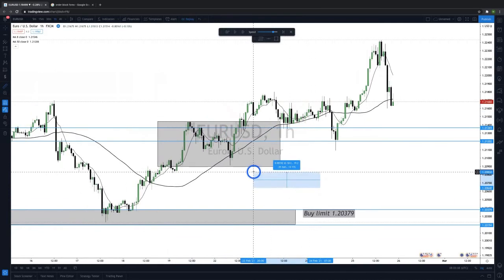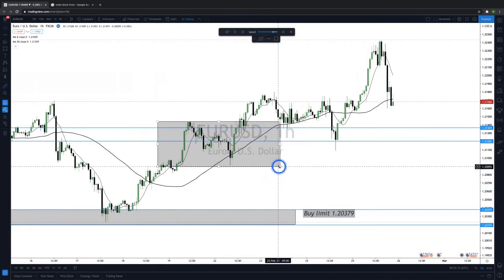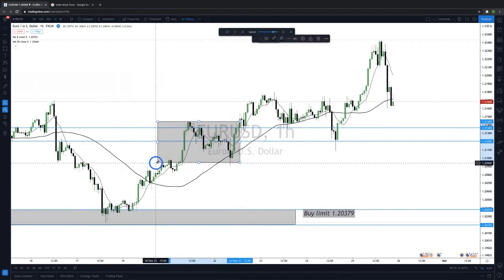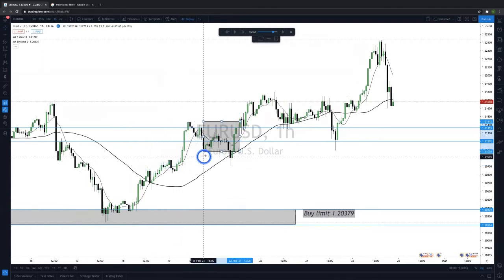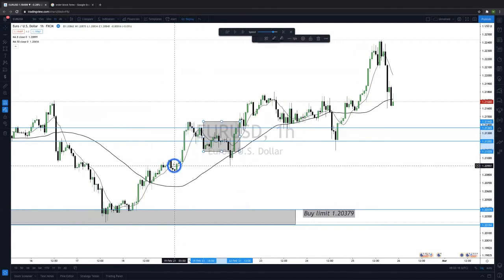But like I said, we're going to trade more than just order blocks. I want everyone to be able to have this skill and, you know what I'm saying, accumulate a lot of wealth in this market.